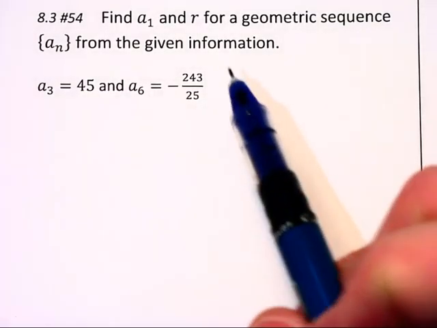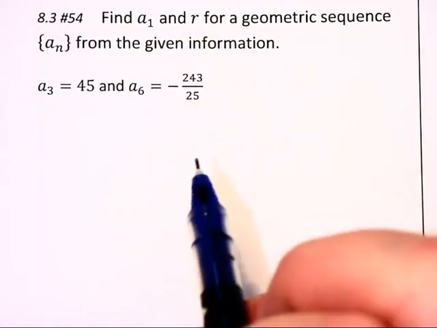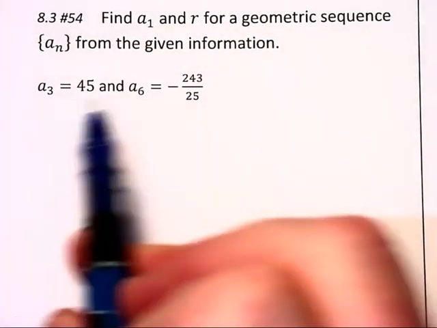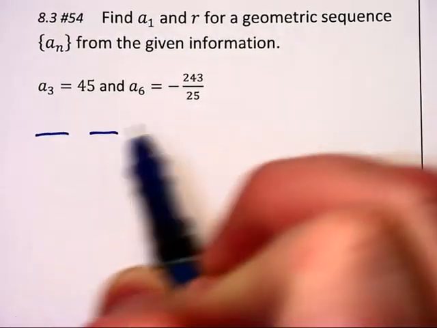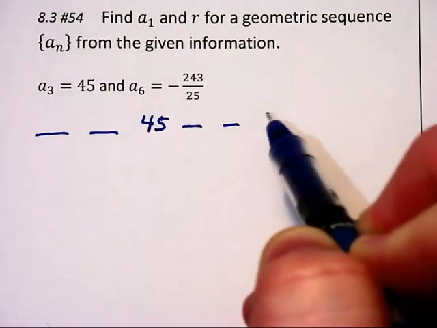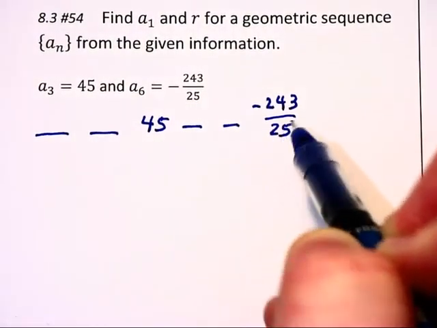In this next problem, we are asked to find a1 and r for the geometric sequence from this given information. We have the third term and the sixth term. So basically we are missing the first two terms before 45. There's a fourth and a fifth term missing before the negative 243 over 25.